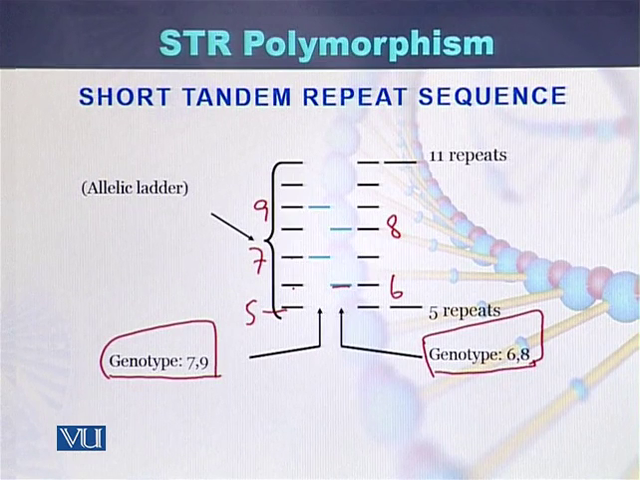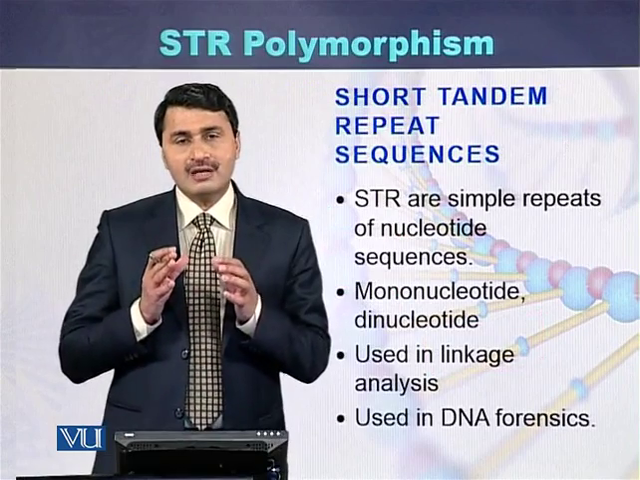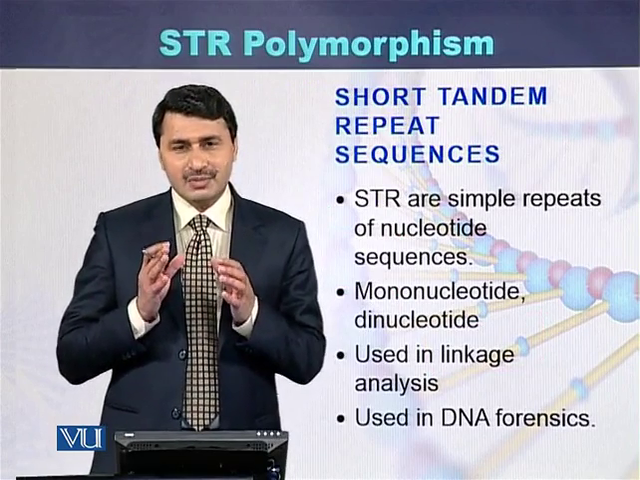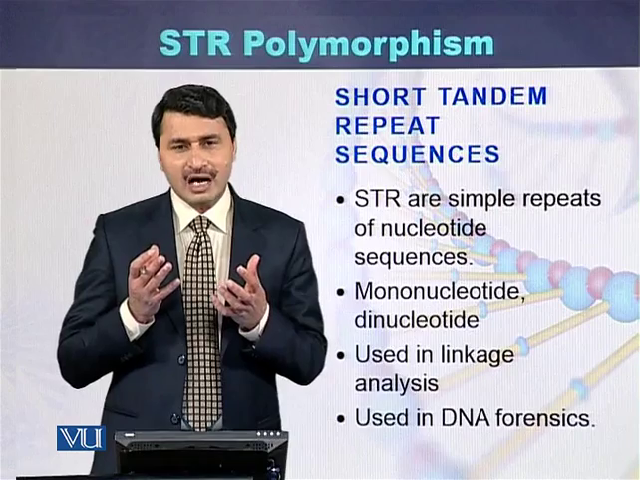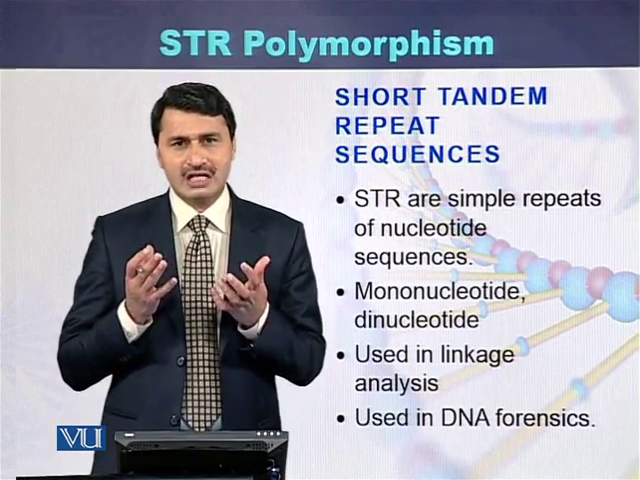In this way, these fragments are amplified by the polymerase chain reaction and run, and once they are run on gel electrophoresis or on a DNA sequencer, genotyping is performed based on the repeated sequences. So short tandem repeat sequences are simple repeats. They are usually in the form of mononucleotide, dinucleotide, trinucleotide, tetranucleotide.